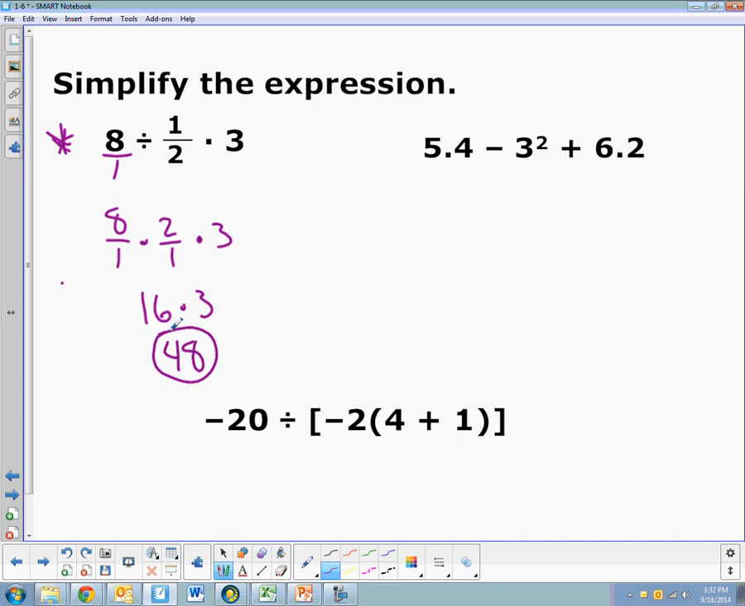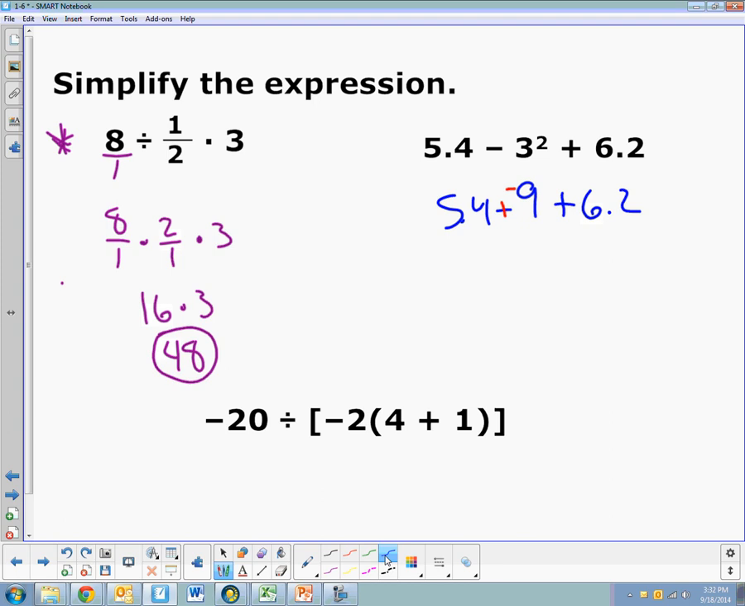Now, my work is going to get a little bit scrambled here, so I'm going to circle some answers so we can follow it. For the next one, again, we've got no parentheses, but we do have an exponent. 3 squared is 9. 5.4 minus 9 plus 6.2. So I'm going to do my subtraction first. And since it's a minus sign, I'm going to do keep, change, change. So I've got negative 5.4, 5.4 plus negative 9. They have different signs. I find the difference.